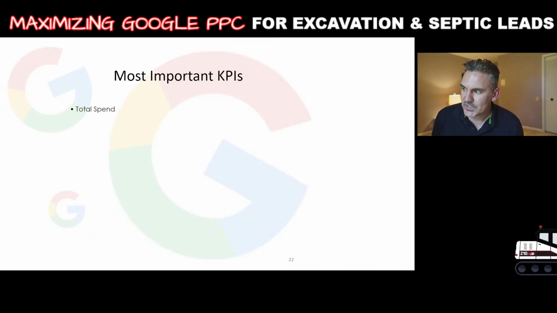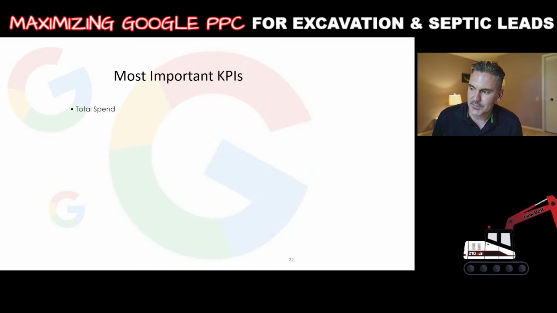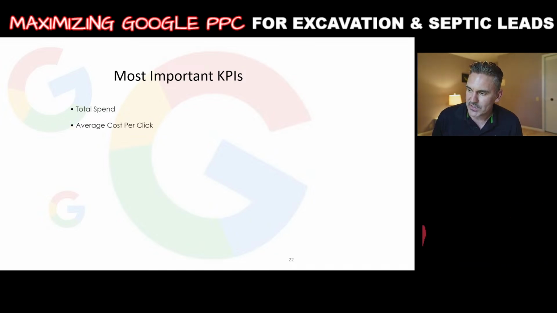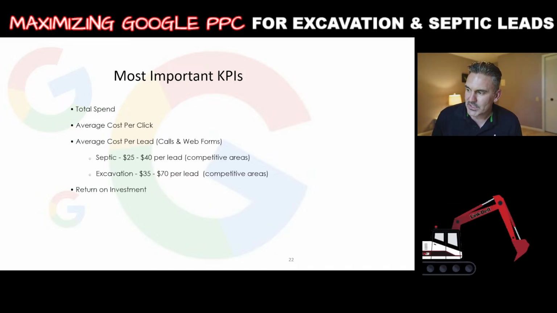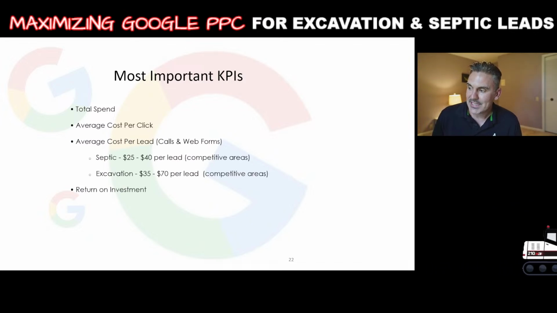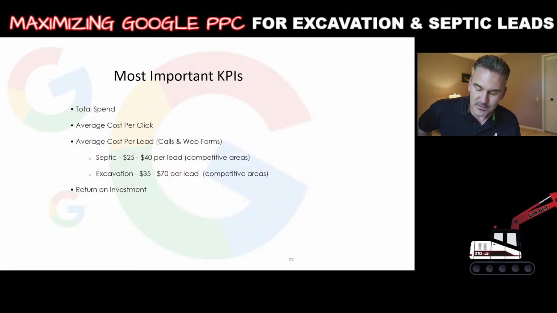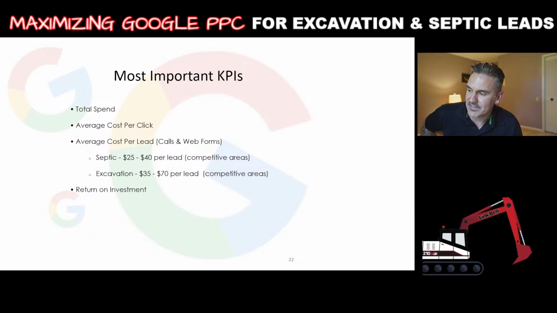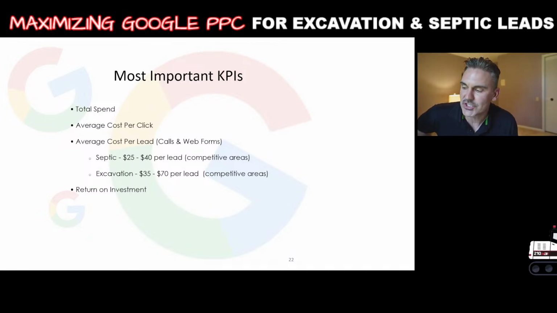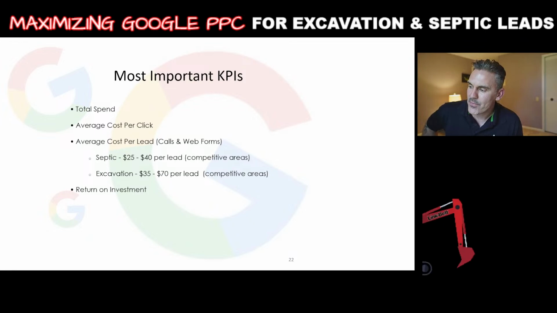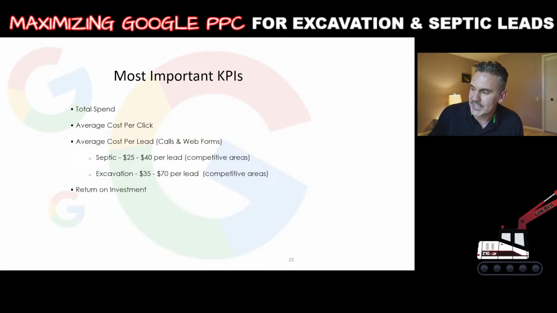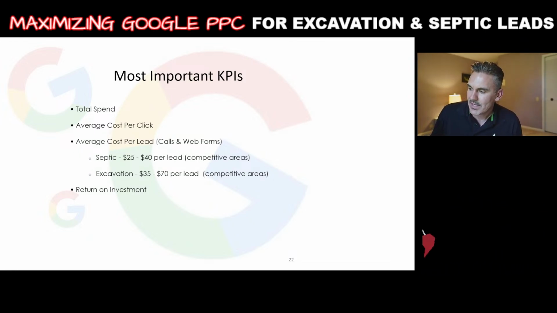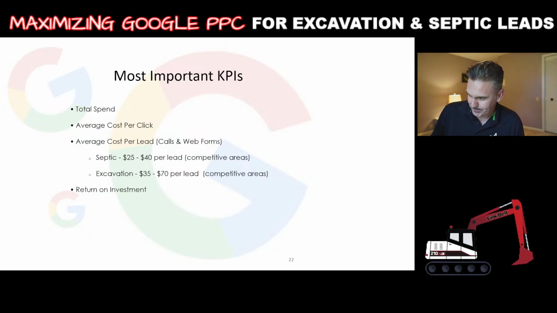The most important KPIs, or key performance indicators, for your business are going to be total ad spend, average cost per click, and average cost per lead. For that, we include calls and web forms. For septic services, we're seeing anywhere from $25 to $40 per lead in competitive areas. For excavation jobs, anywhere from $35 to $75 per lead in competitive areas. And then, of course, return on investment.